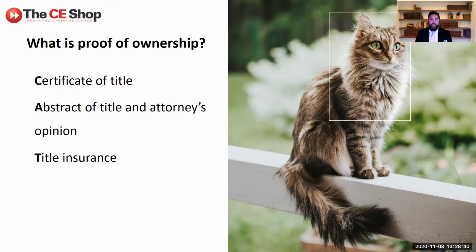Certificate of title, abstract of title, an attorney's opinion, and title insurance. These three things are what proves ownership. Remember, the deed is simply the document. So we don't show a deed to prove ownership. We have to have title that proves ownership. As this cat, it reminds us of what those proof of ownership items are.